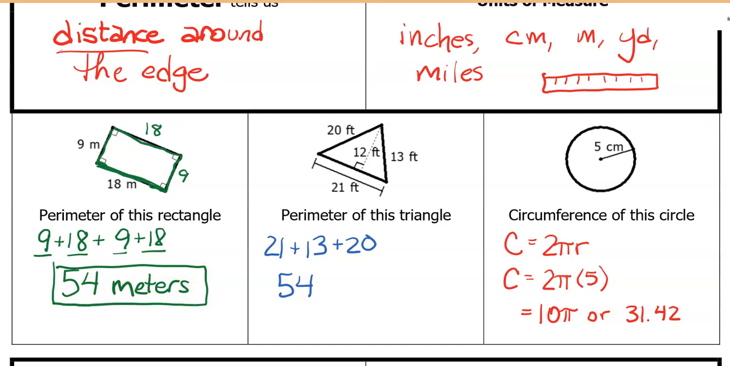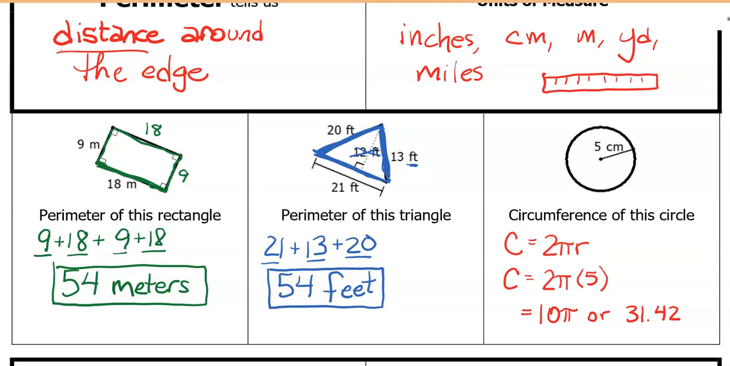For the triangle, I actually gave you more information than you needed. The 21 is part of the edge, 13 is part of the edge, and 20 is part of the edge. The triangle has three sides. Those are the three side lengths. You didn't need that 12 at all. And by coincidence, I got 54 again. And adding units to that, this time would be in feet. Not square feet, not cubic feet, just feet.